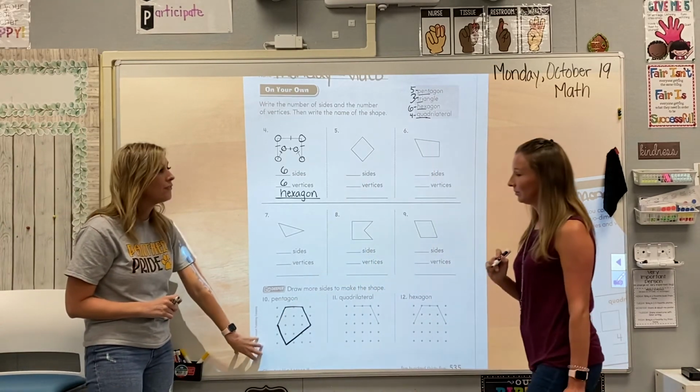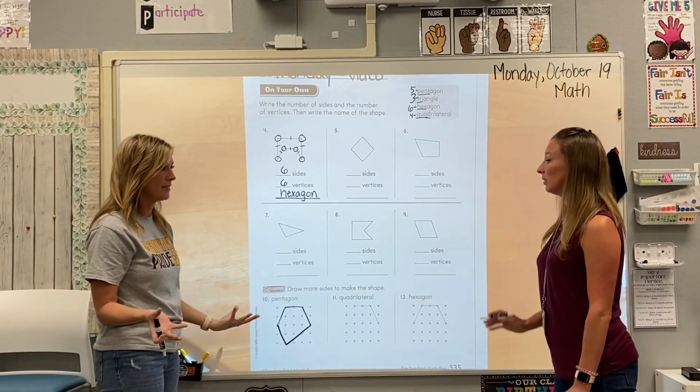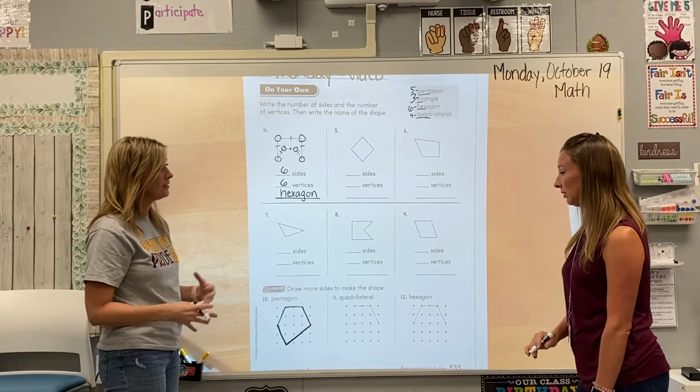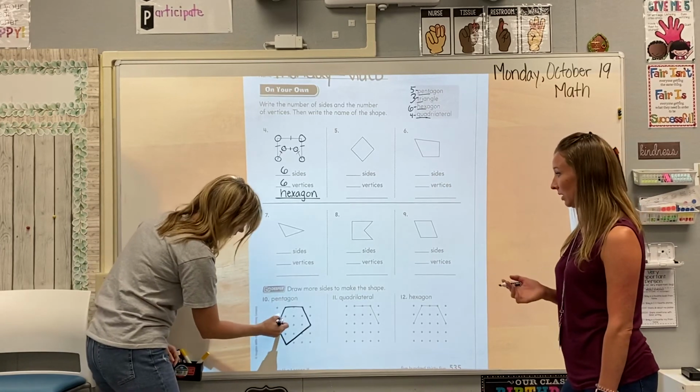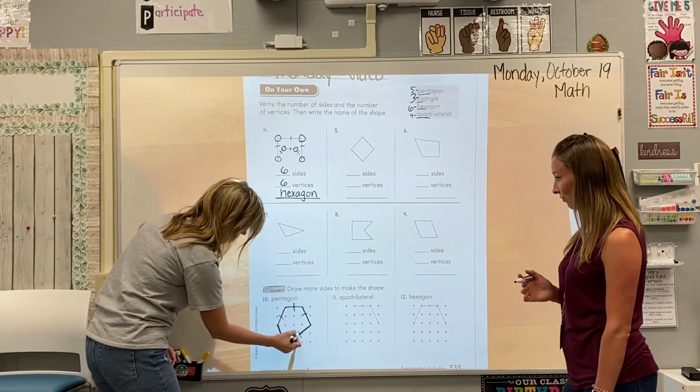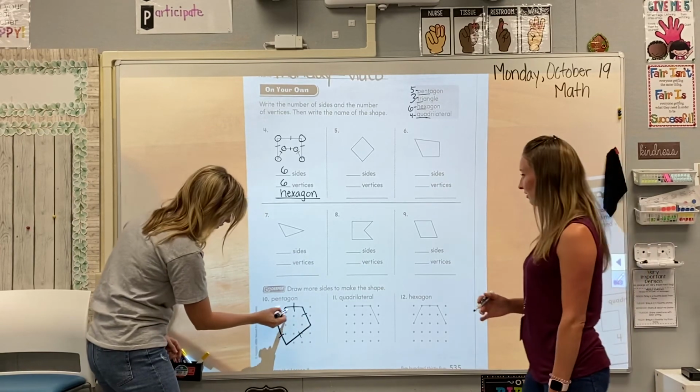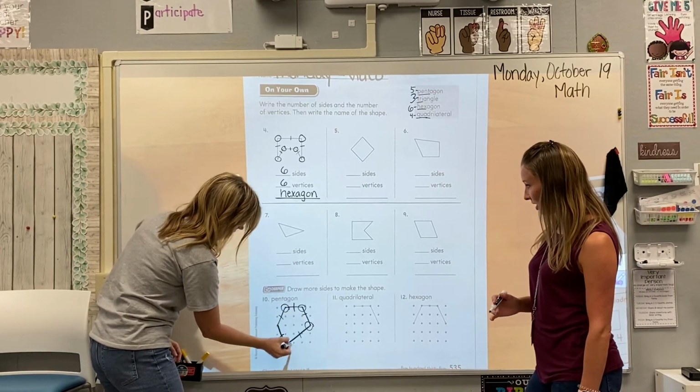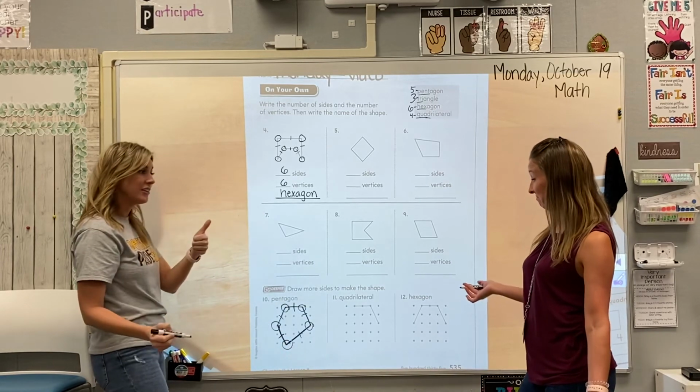Good. They don't have to be a perfect shape that you recognize, as long as it has 5 sides and 5 vertices. Let's count: 1, 2, 3, 4, 5. Okay, let's check your vertices: 1, 2, 3, 4, 5. Then we did it. Good job.